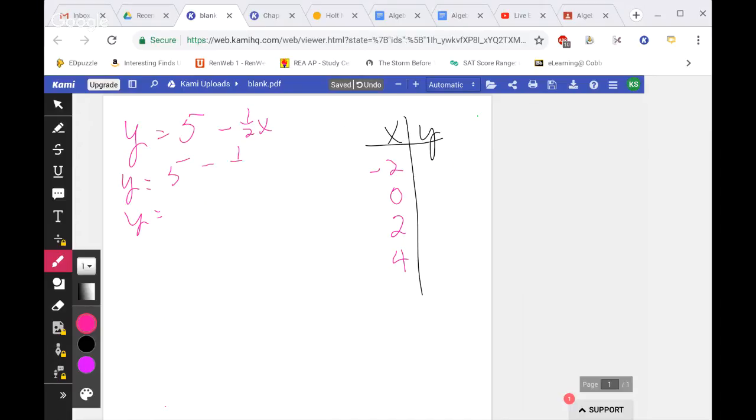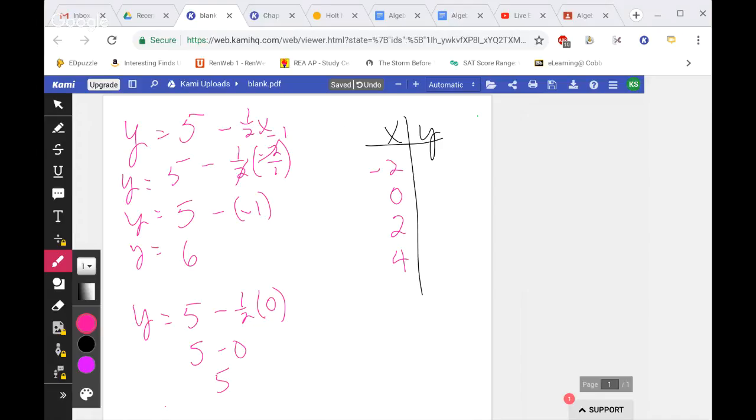So we've got 5 minus 1/2 times negative 2 over 1, because I'm going to state it as a fraction. Simplify before you multiply. So I've got 1 times negative 1. So that's going to be negative 1. So we have y equals 5 minus a minus 1, which is the same as 5 plus 1, which is 6. And then y equals 5 minus 1/2 times 0, which is 5 minus 0, which is 5.